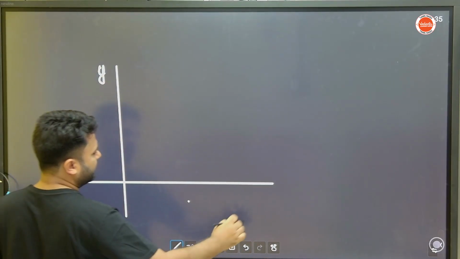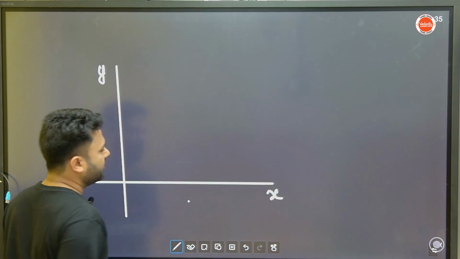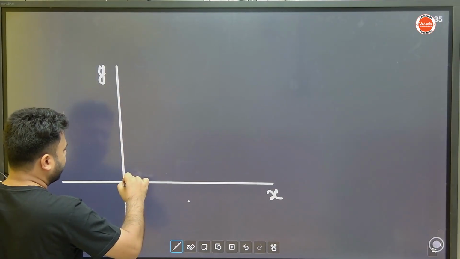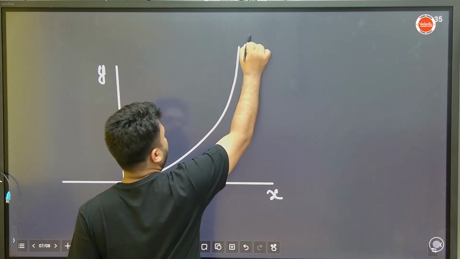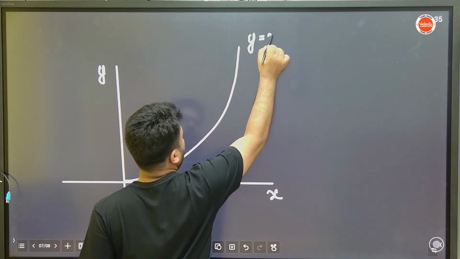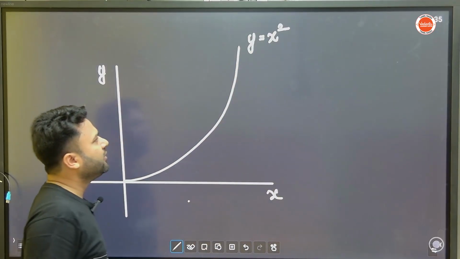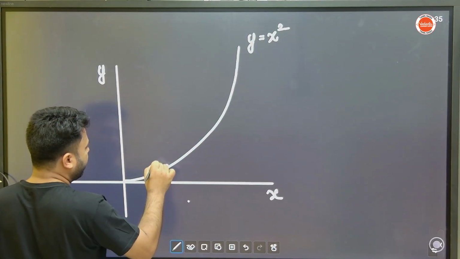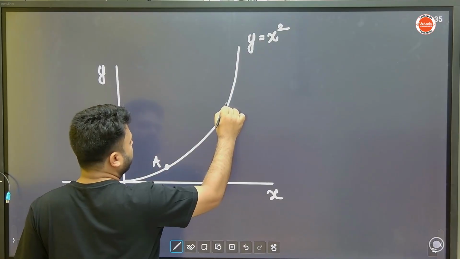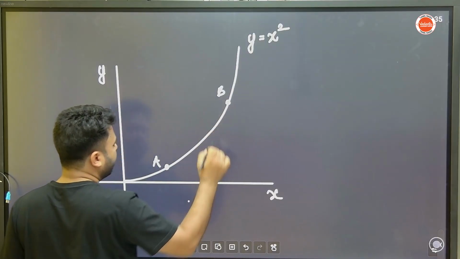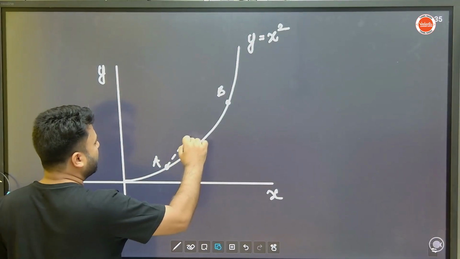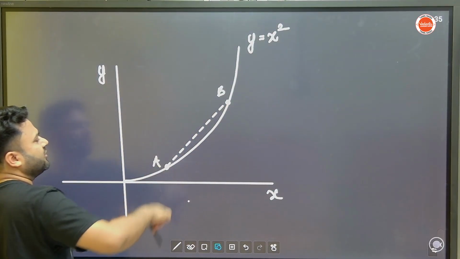Okay. Now, suppose this is y, this is x. Suppose there is a curve like this. Suppose this is the y equals x square curve. And they give 2 points. There is point A here. There is point B here. If they ask the slope of the line joining the points AB, the slope of this dotted line.